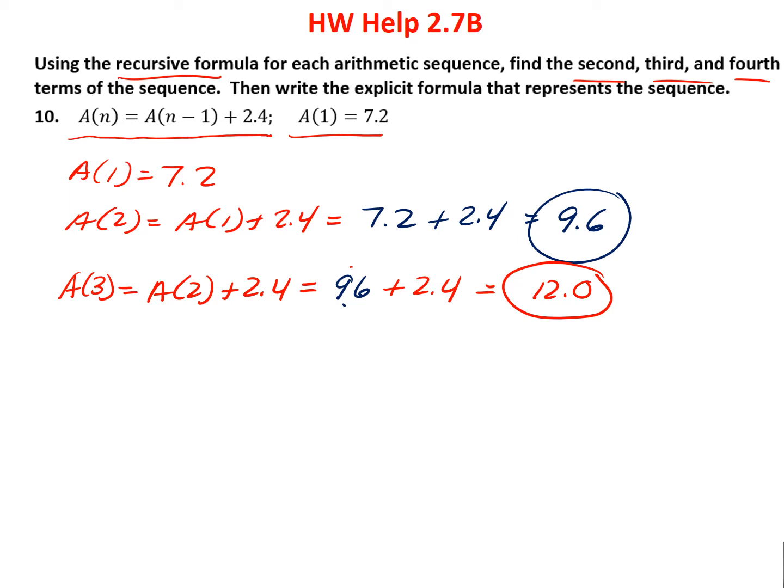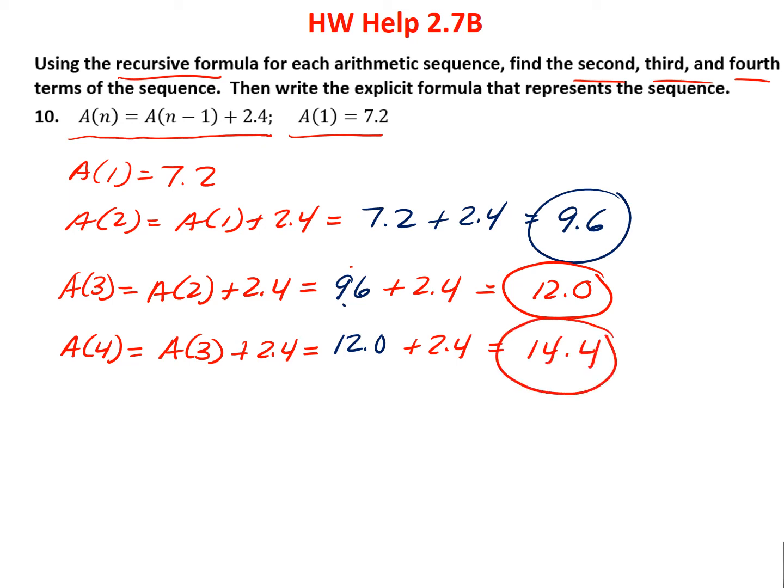Okay, and our fourth term is going to be our third term. Remember, if that's n, then this is n minus 1. 4 minus 1 is 3. The fourth term is the third term plus 2.4. So my third term was 12. And again, the common difference, 2.4. So our answer is 14.4. And that's our fourth term.